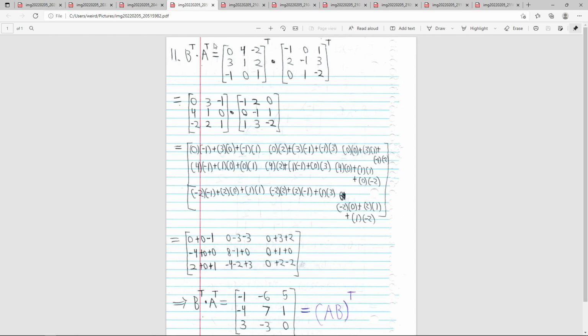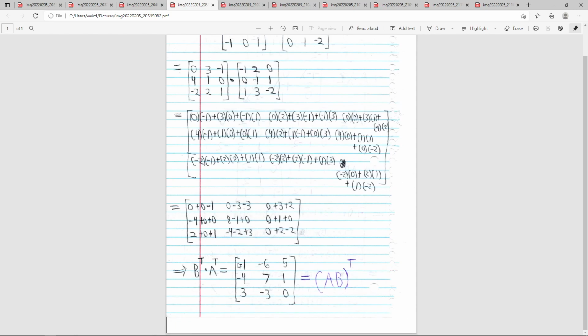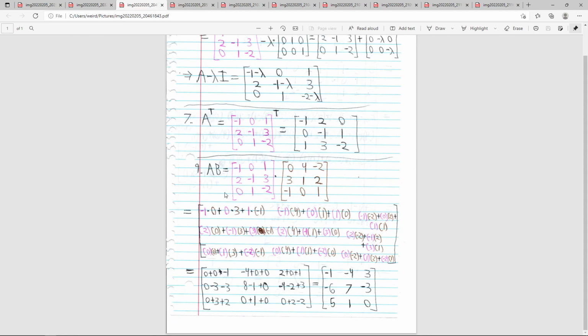So B transpose times A transpose. You do the process here, and it's all squeezed in, but it's the same thing as before. You should get this definitely from it. Then you simplify down, and it turns out B transpose times A transpose is equal to this, which is in fact equal to (AB) transpose. This is the transpose of AB here.